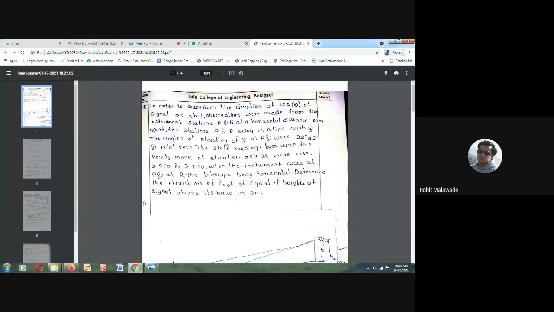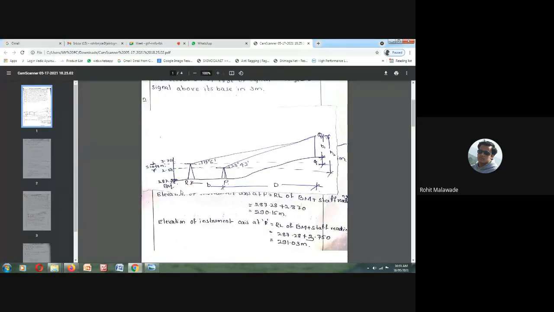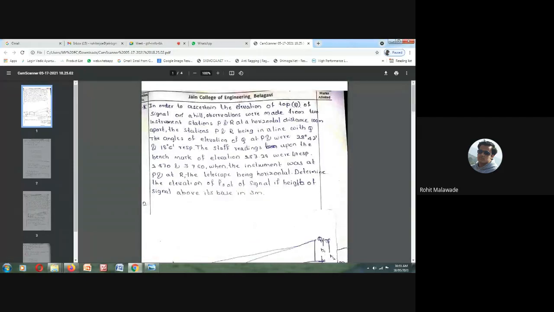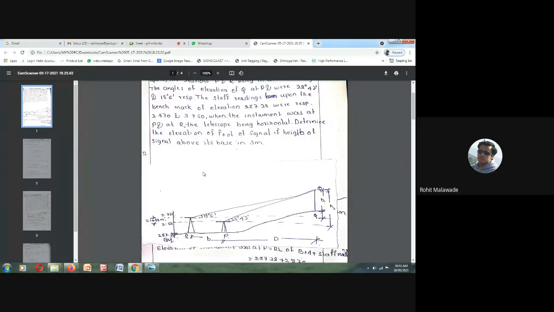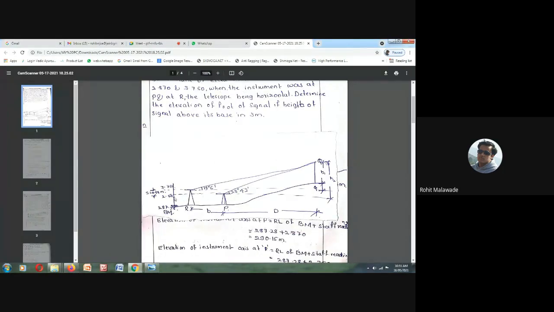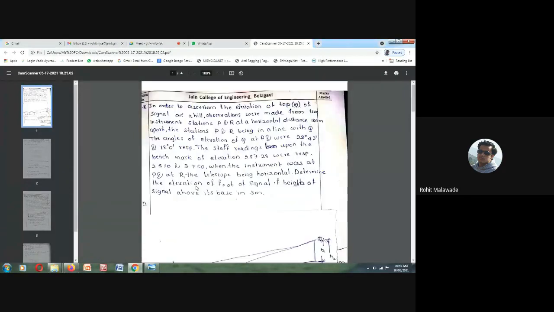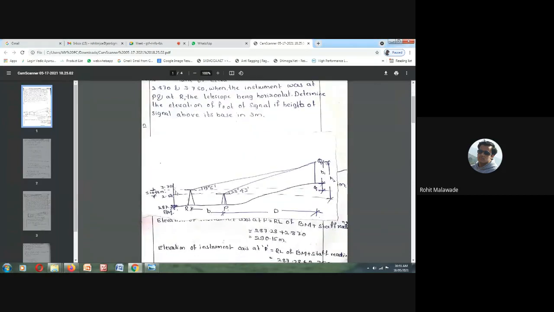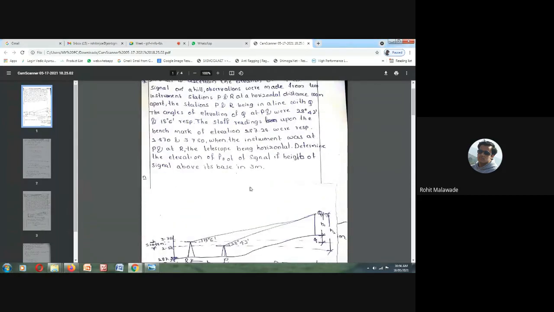The staff readings upon the benchmark elevation, the benchmark is 287.28, respectively. The staff reading was 2.870 for P, and for R, it is 3.750.